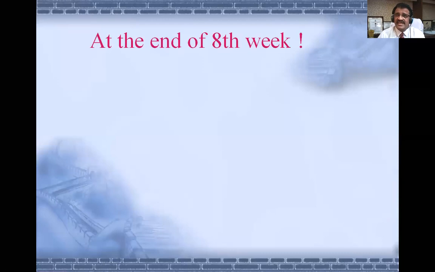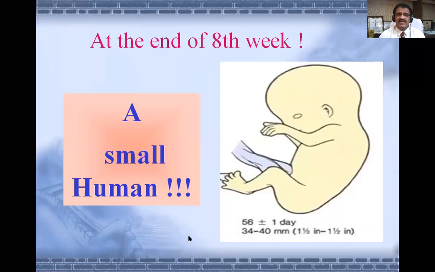And my dear students, at the end of the 8th week, meaning completion of the 2nd month of intrauterine life, or by the end of the 2nd month of gestation, pregnancy in the case of a woman, and intrauterine life in the case of a fetus, you will get a small human being. You can see here. Everything has formed. Now everything, though small, will develop further to a normal size in the remaining 7 months.